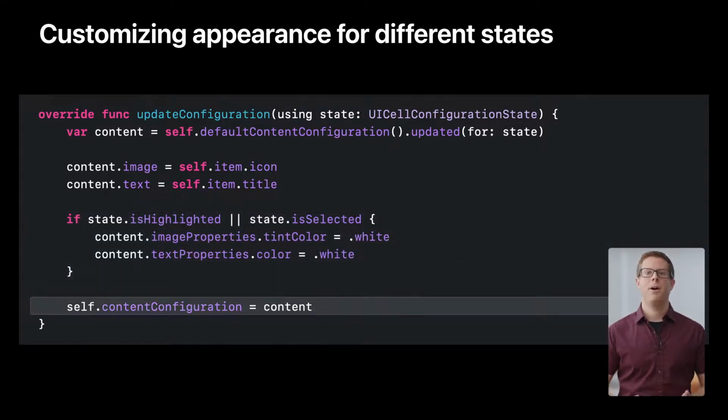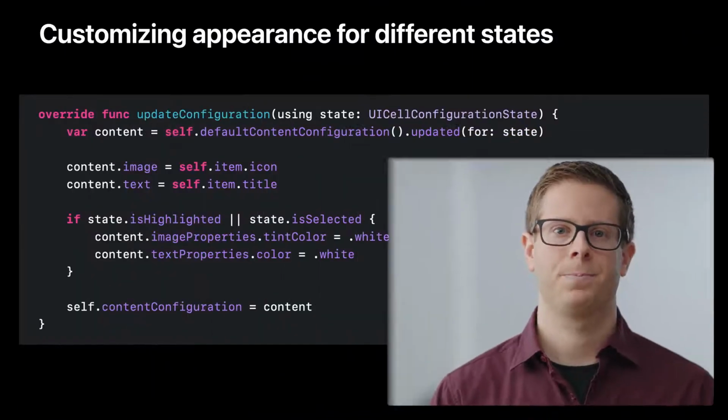Finally, we set our new configuration to the cell. And that's it. This method will get called again anytime the state changes, and we'll apply a new configuration for the new state each time. So this is how you customize the content configuration's appearance for different states. We could similarly customize the background configuration here as well.